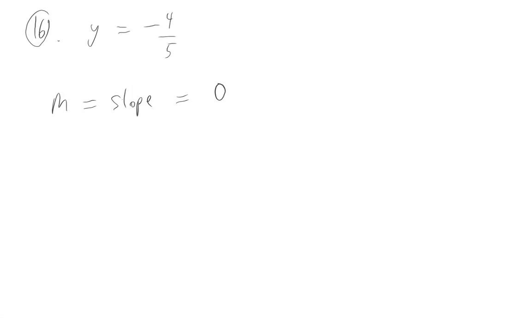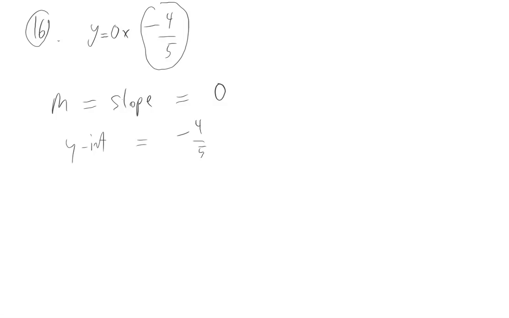And the reason it's 0 is because you could technically say y equals 0x minus 4/5, since there's no x, right? Technically there is a 0 in front of the x. So the slope is 0. And then the y-intercept is a number that's not in front of x. So the y-intercept equals -4/5.